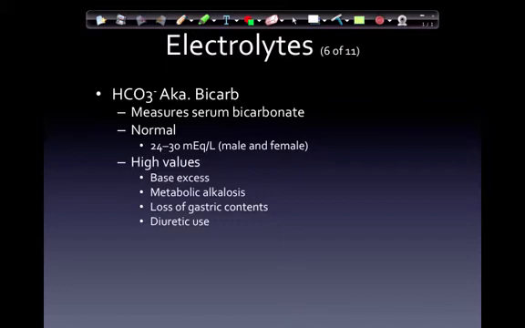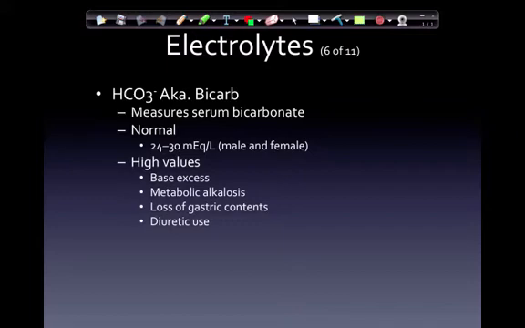Bicarbonate, aka bicarb or HCO3, measures serum bicarbonate. Normal should be 24 to 30 milliequivalents per liter. A good number to remember, especially now, as it would be the venous sampling of it, but we'll see similar numbers whenever we come to the ABG sampling, and that's later on in this series.